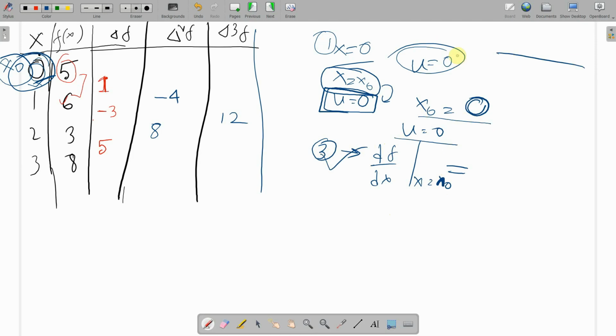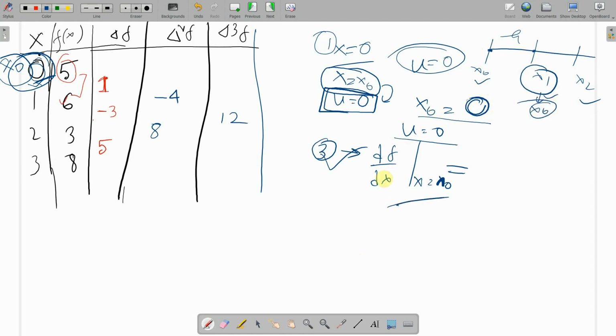Suppose the spacing is h, this is x0, this is x1, this is x2, and the values are given. If you have to find any derivative at this point, or at this point, then if you find the derivative at this point, this point will become your x0 and you will apply this formula. Now if you have to find it at this point, what will you do? This first point will be your x0.